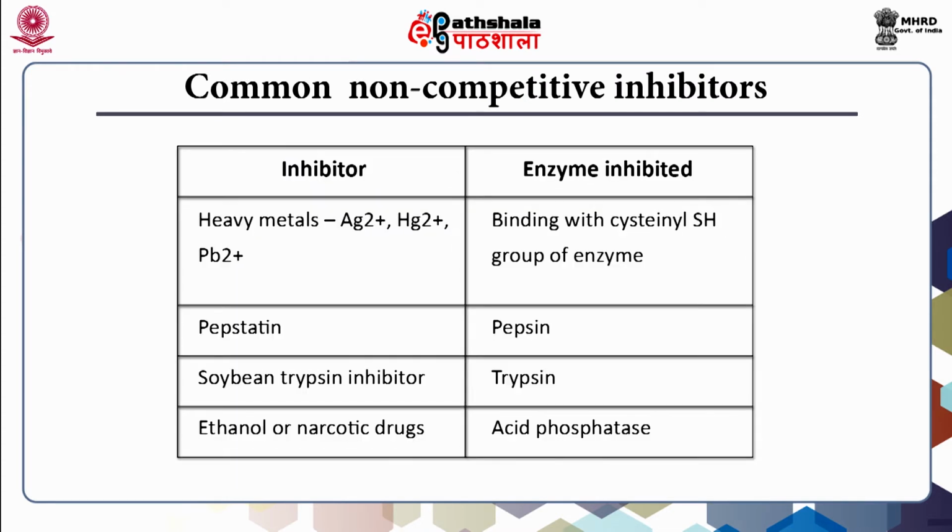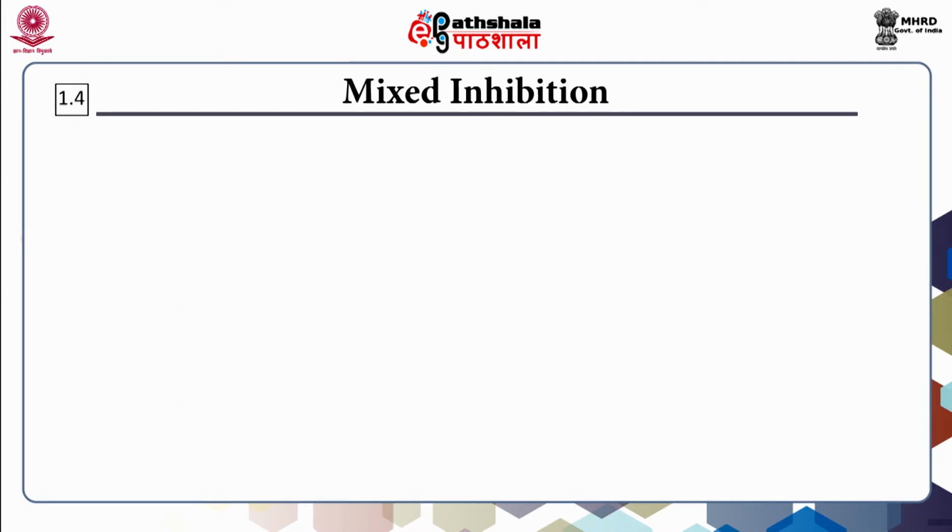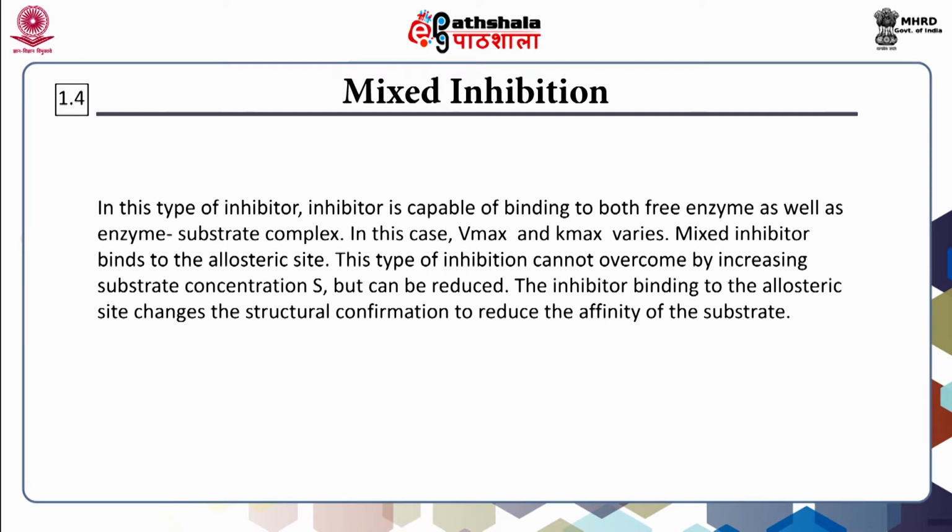There are several common non-competitive inhibitors given in the table. Mixed inhibition: in this type of inhibition, the inhibitor is capable of binding to both free enzyme as well as enzyme-substrate complex. In this case, Vmax and Km vary. Mixed inhibitor binds to the allosteric site. This type of inhibition cannot be overcome by increasing the substrate concentration, but can be reduced. The inhibitor binding to the allosteric site changes the structural conformation to reduce the affinity of the substrate.